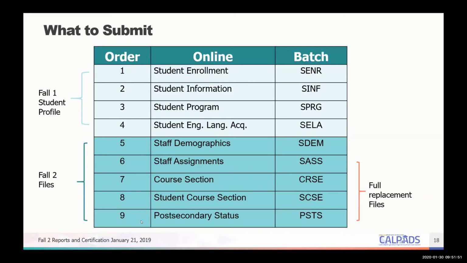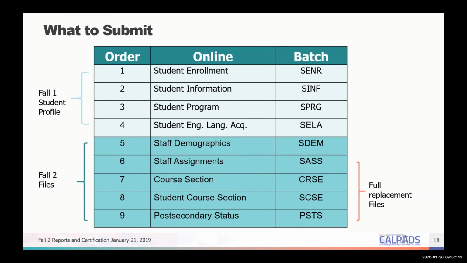For Fall 2 specifically, highlighted with the dark green color at the bottom, 5 through 9, is staff demographics, staff assignment, course section, and student course section, and then post-secondary status. Now, the staff demographic, the staff assignment, the course section, and student course section have to be reported in sequence. They have to be submitted and posted prior to the submission of the subsequent file. Post-secondary, which is 9, is not related to these files, and in fact, can be submitted at any time, independently of the other files. However, most of you might have just got your surveys and may not have the information to report the post-secondary. So in fact, it most likely will be the last file submitted.